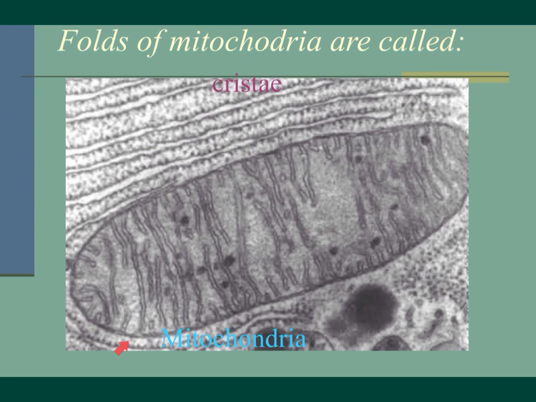Here we have an electron photograph of the mitochondria. The folds of the mitochondria are called the cristae. This is where the electron transport part of cell respiration occurs. This open area of the mitochondria is known as the matrix, and this is where the Krebs cycle occurs. Outside of the mitochondria in this area is the cytoplasm or cytosol, and this is where glycolysis occurs. So we will be discussing the mitochondria in further detail on my videos covering cell respiration.